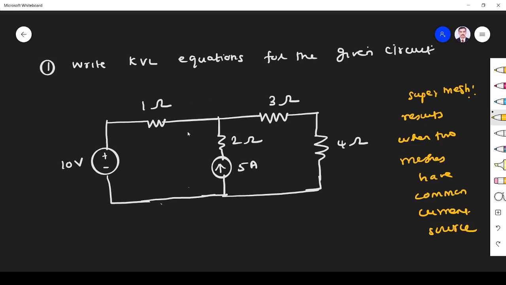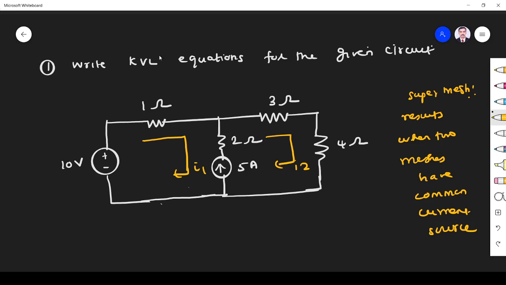You see in this problem we have mesh 1 and mesh 2. Let us assume the current flowing through mesh 1 is I1, and the current flowing through mesh 2 is I2. In between the two meshes we have a common current source of 5 ampere. So these two meshes form a supermesh. This is a supermesh problem, so we have to use supermesh analysis.